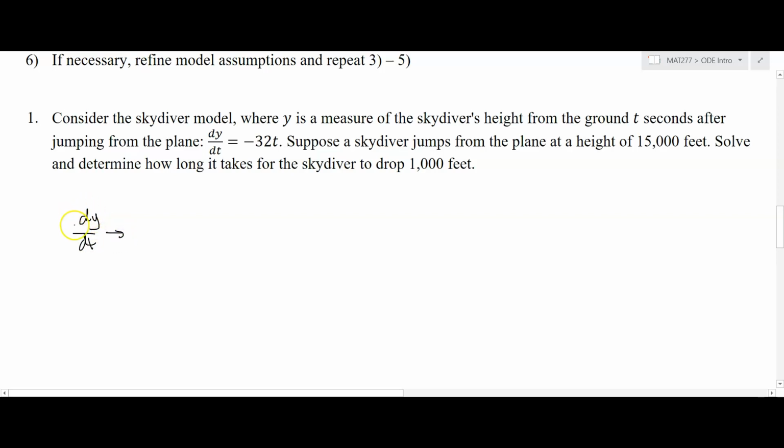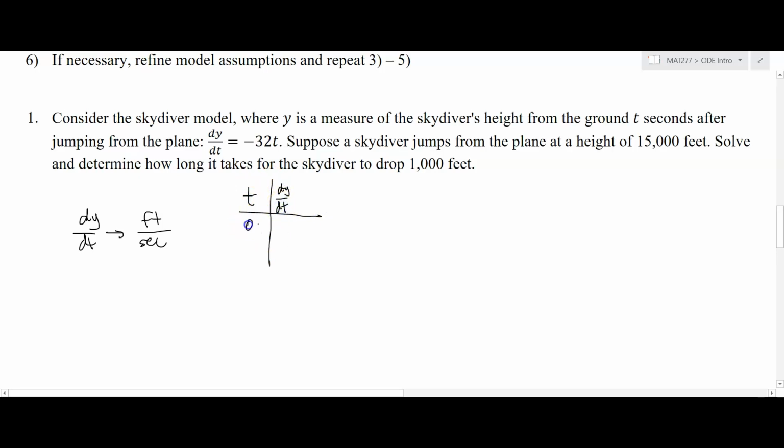And its units are going to be, well, y, the change in y is going to be measured in skydiver's height from the ground. We should have probably said this is going to be in feet. So this is going to be in feet, or change in feet, divided by change in seconds. So really, this equation models the speed of the skydiver at any given moment. So let's do a little bit of analysis on this, because we see that dy dt depends on t only.